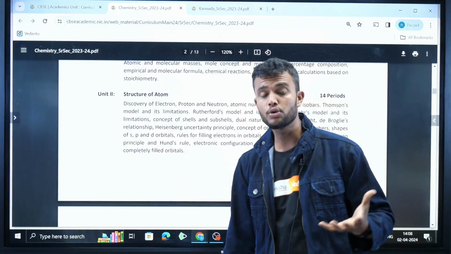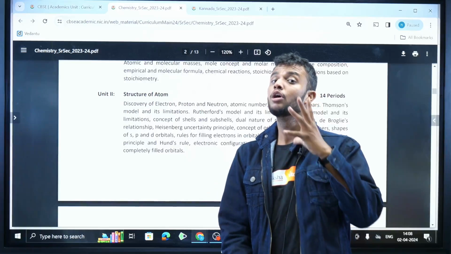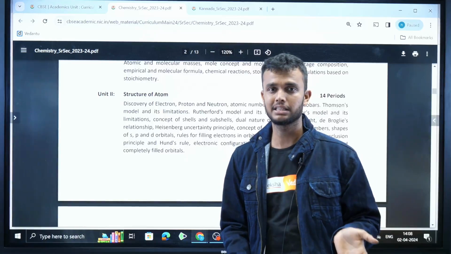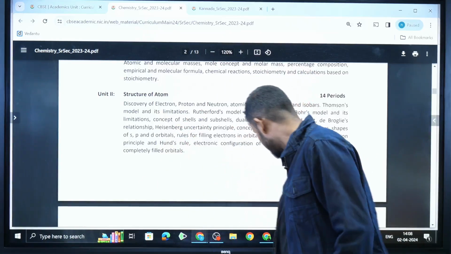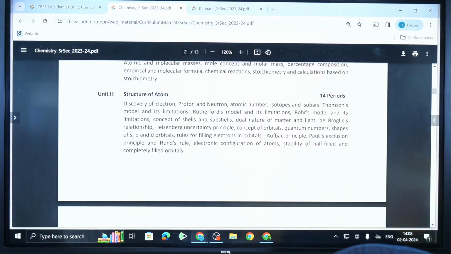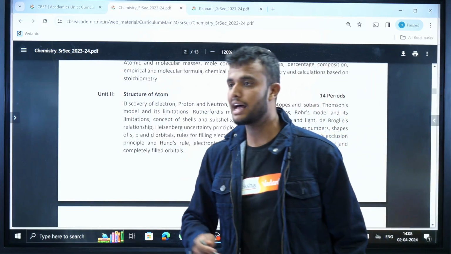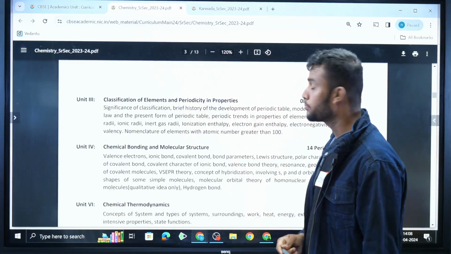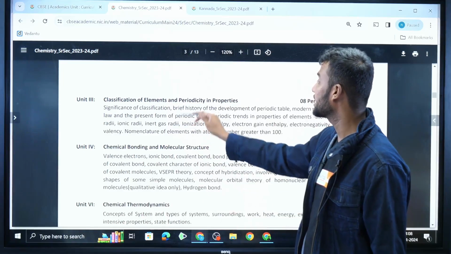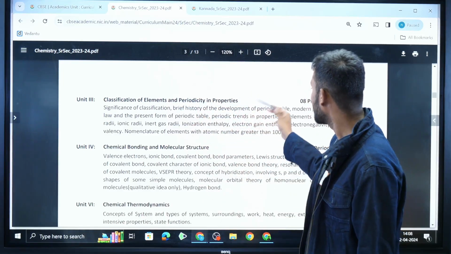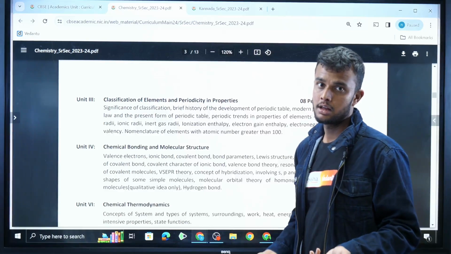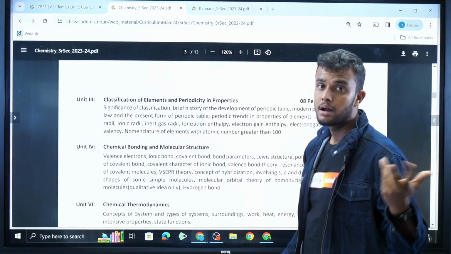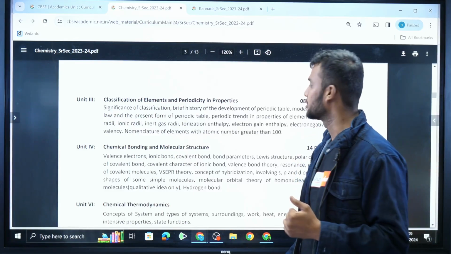In class 11th, you discuss this topic which you already know from class 9th, like the charge and other things. In class 11th you learn how the scientists discovered the charge and how they confirmed these things. And after that, another unit, classification of elements and periodicity of properties: significance of classification, brief history of development, the periodic table, Mendeleev's table, Newlands' law of octaves, modern periodic table. Everything you discuss in this unit.